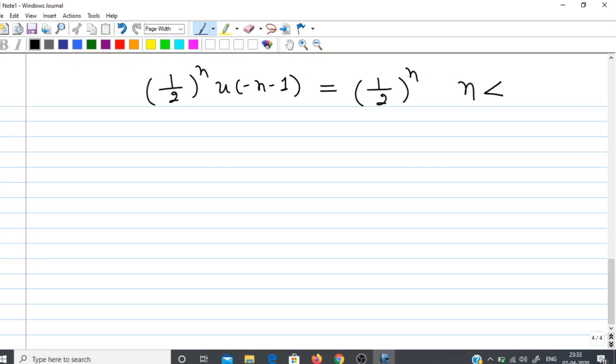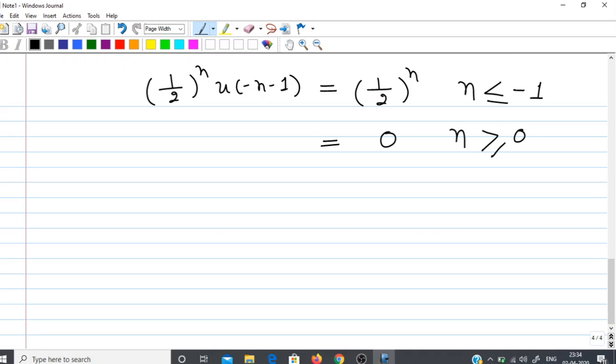Now if one wants to write this sequence in two pieces, how can he or she write it? Half to the power n u of minus n minus 1 can be written as half to the power n for n less than or equal to minus 1, and it is 0 for n strictly greater than minus 1, so I can say greater than or equal to 0. So this is the sequence.